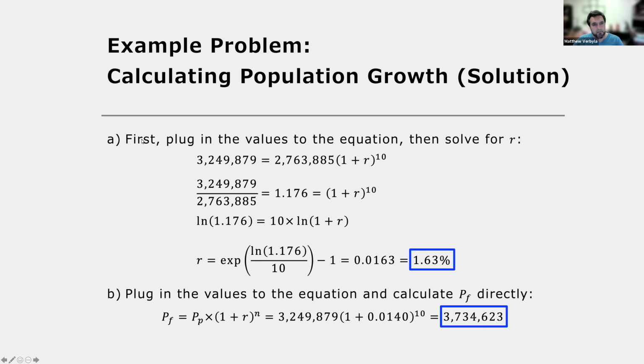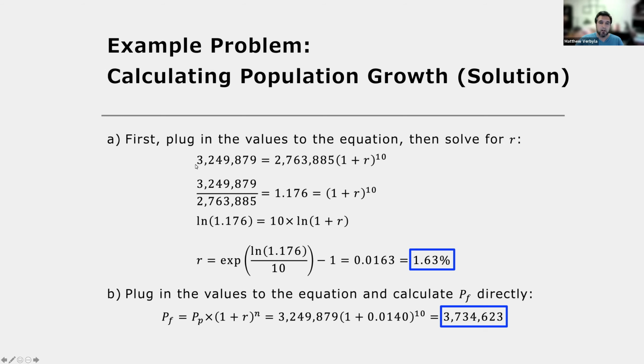So for part A, the first thing we want to do is plug the values that we know into the equation and then solve for R. Remember, in this part of the example problem, we have the historical population in the year 2010. We have the current population in the year 2020. So that's a difference of 10 years, so n is equal to 10. And we want to calculate the growth rate, R, between those 10 years.